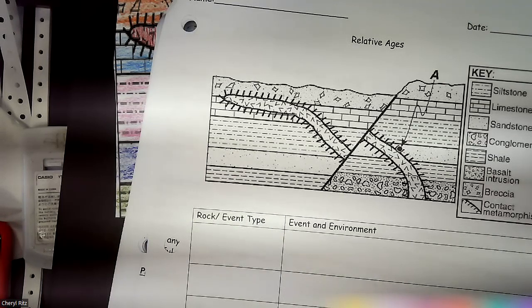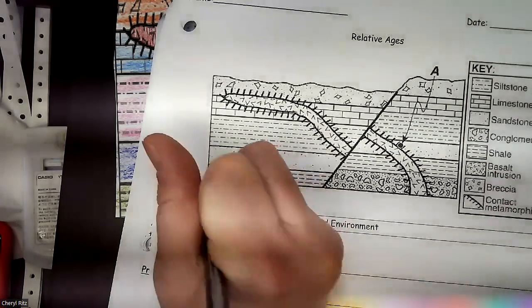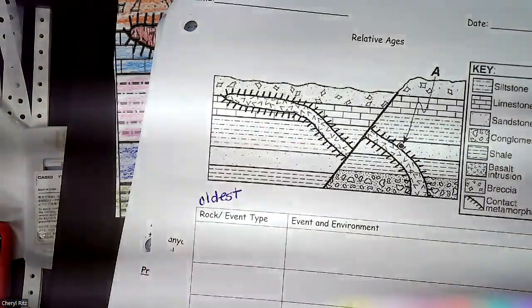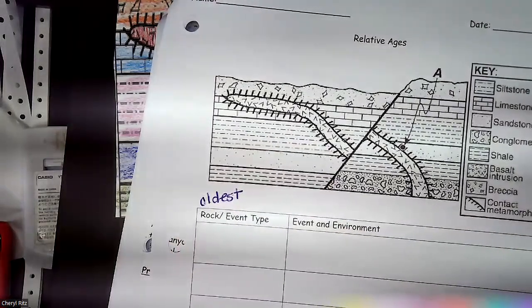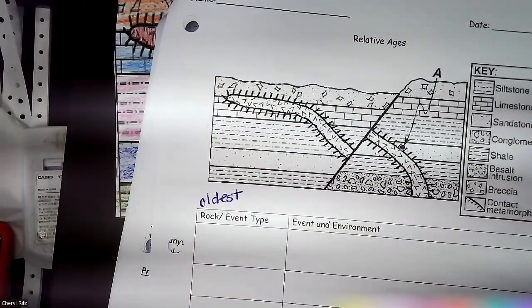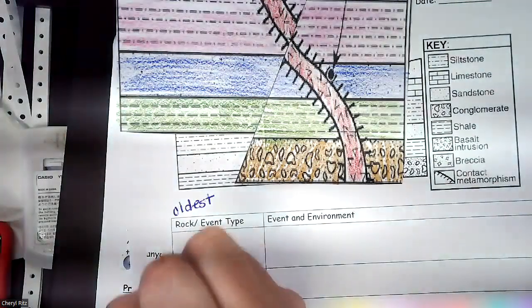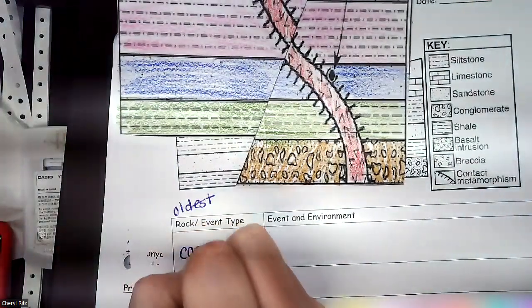So again, they want to go from, I actually misspoke, oldest to youngest. So we're putting them in order that they happened. The oldest thing would have happened first. The youngest thing would have happened last. So what's the rock that happened first according to our coloring? Conglomerate. So you will write that in.